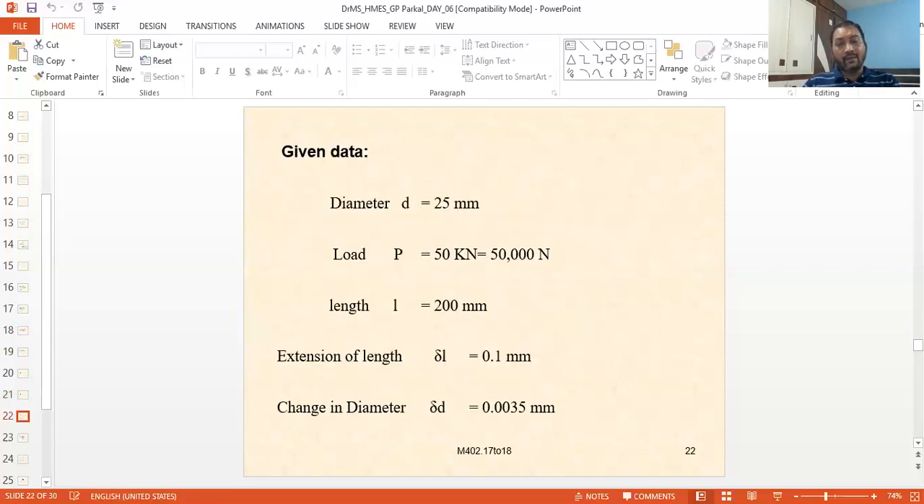Now the given data can be written by studying the problem. The diameter D is equal to 25 millimeters. Load P is equal to 50 kilonewtons, that is 50,000 newtons. Length L is equal to 200 millimeters. The extension of length, delta L, is given as 0.1 millimeters. The change in diameter, delta D, is given; here it reduces. Delta D is equal to 0.0035 millimeters.